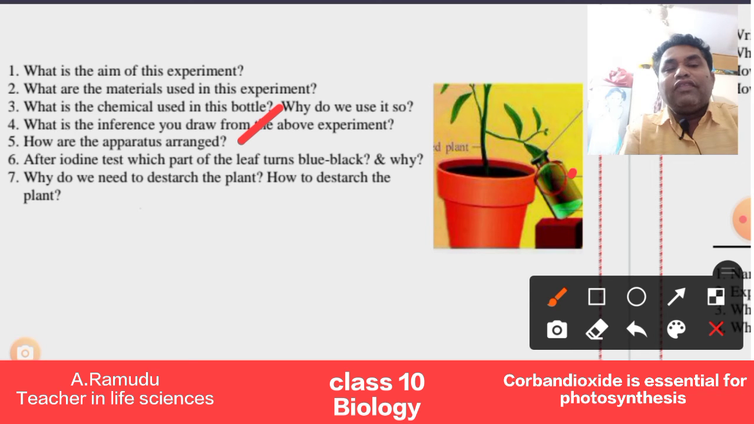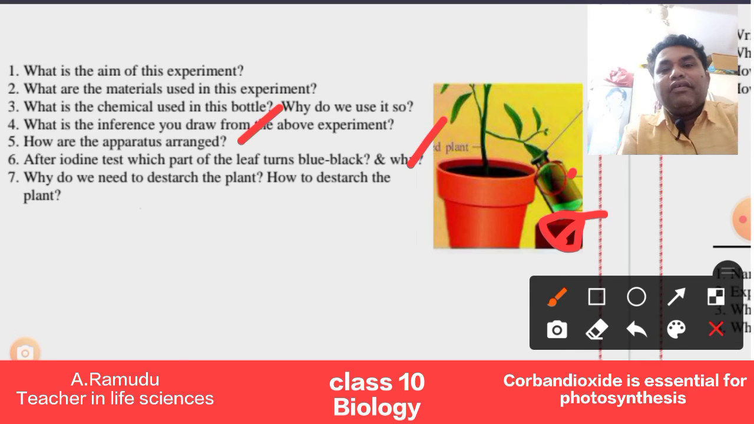Before inserting half of the leaf inside the bottle, put KOH in the bottle. Why? Because it absorbs whatever carbon dioxide is present in the bottle. Also keep the wooden block at the bottom, and keep this entire setup for 3 to 6 hours. After the time is over, take out the leaf and do the starch test with iodine. After the iodine test, which part of the leaf turns blue black?